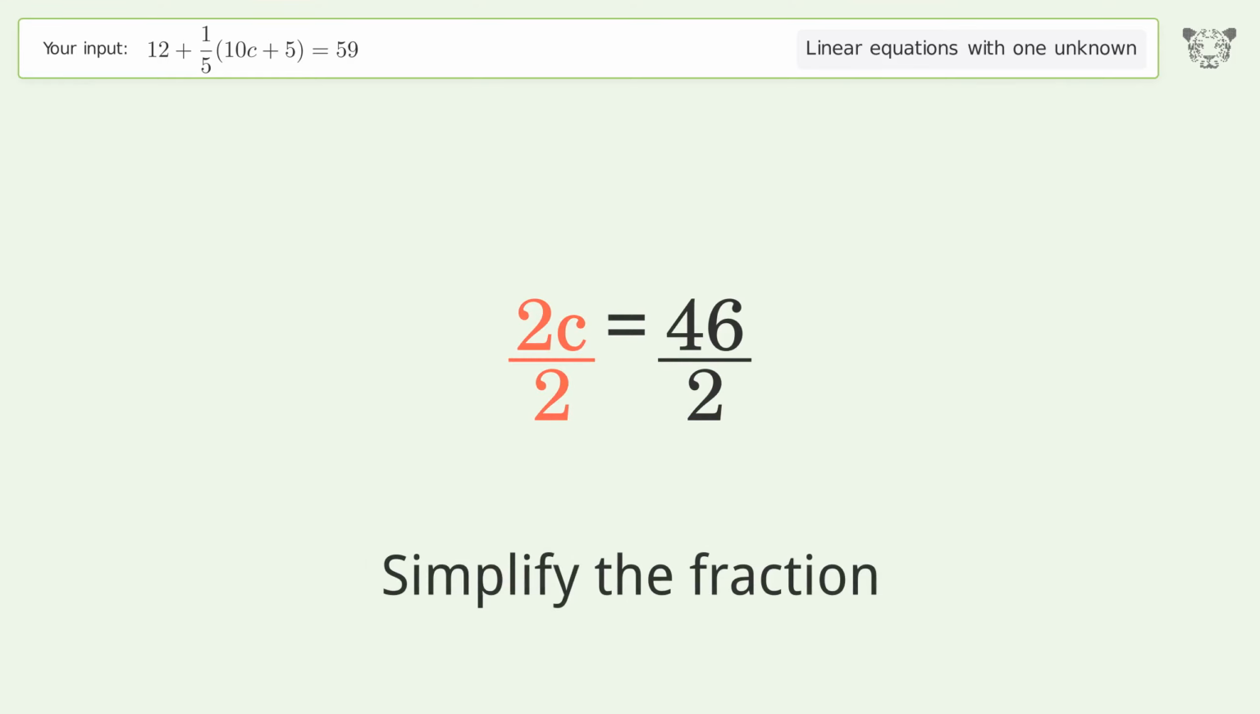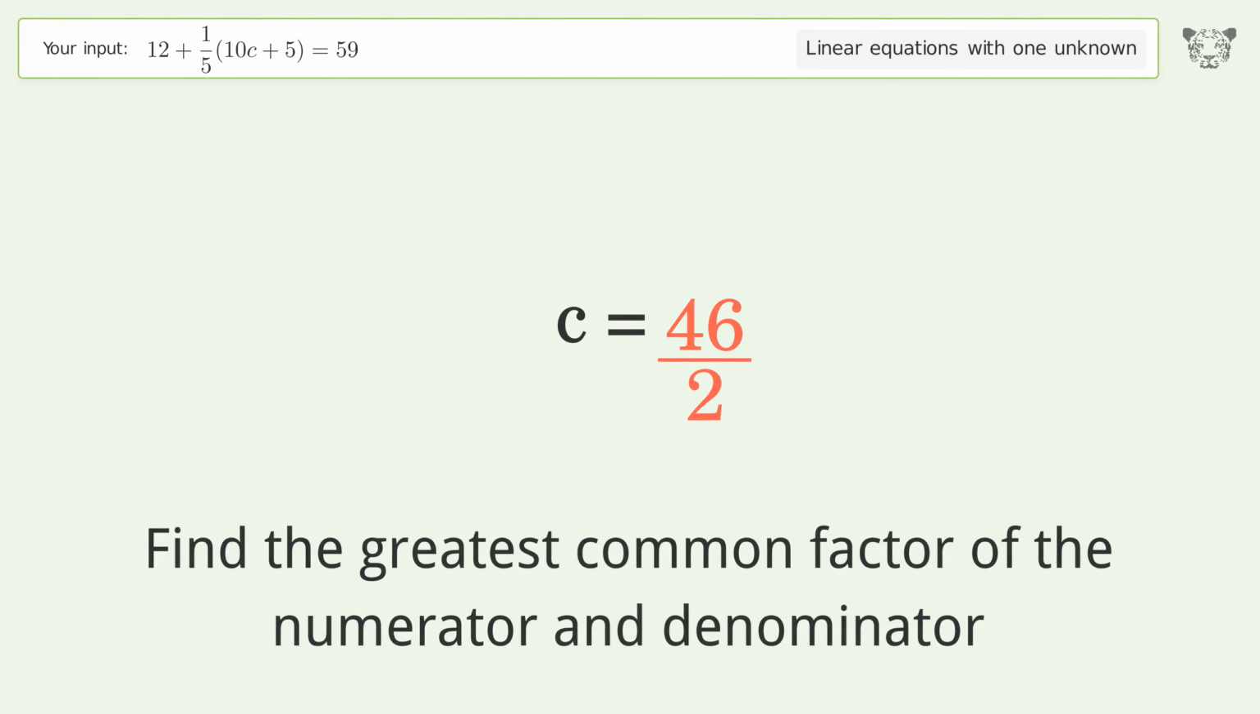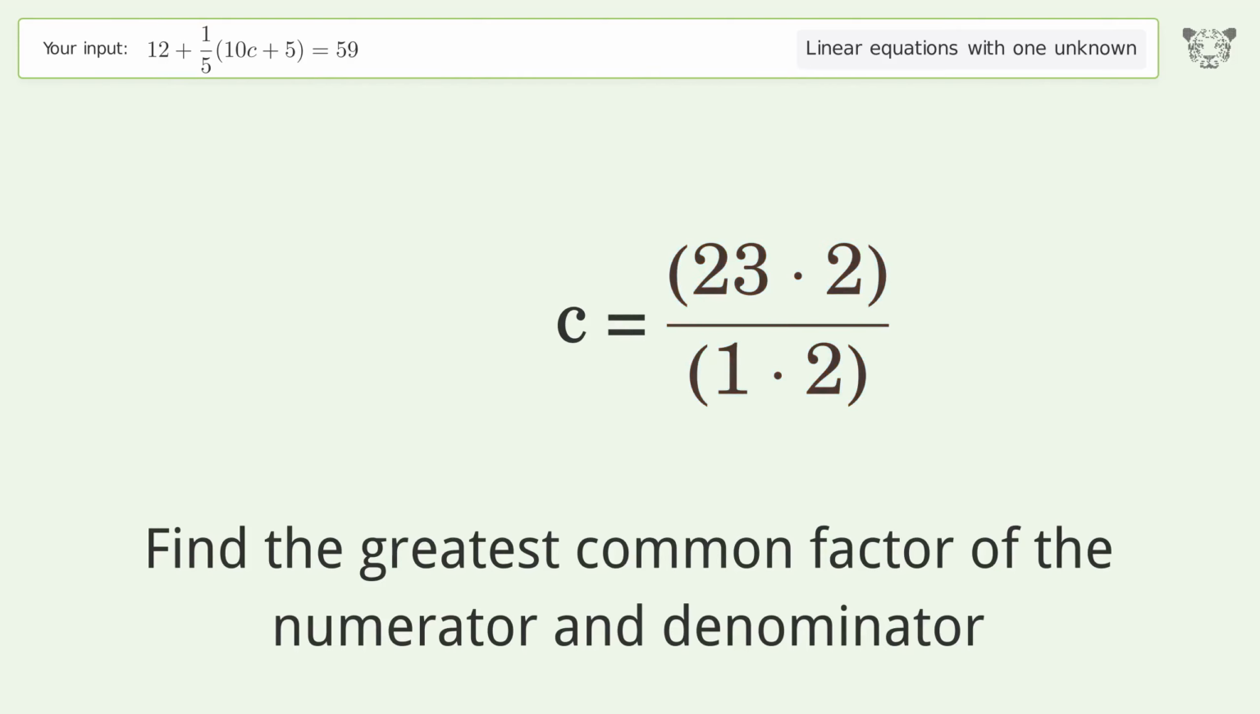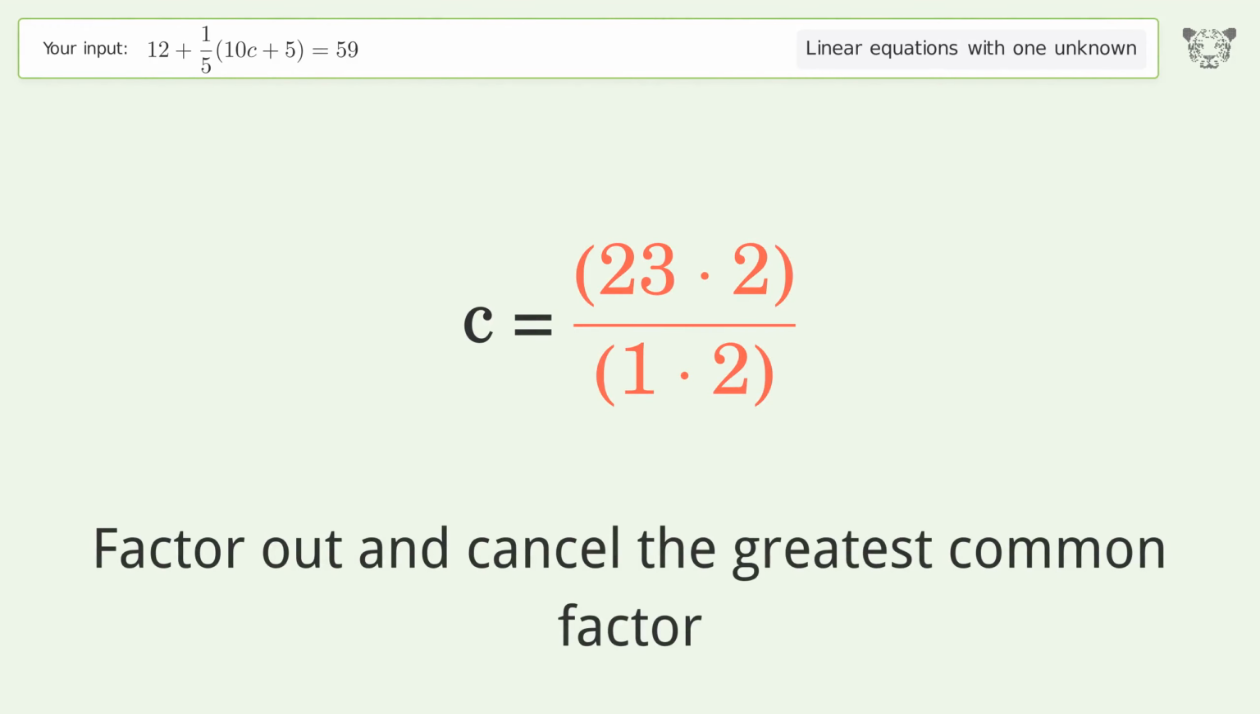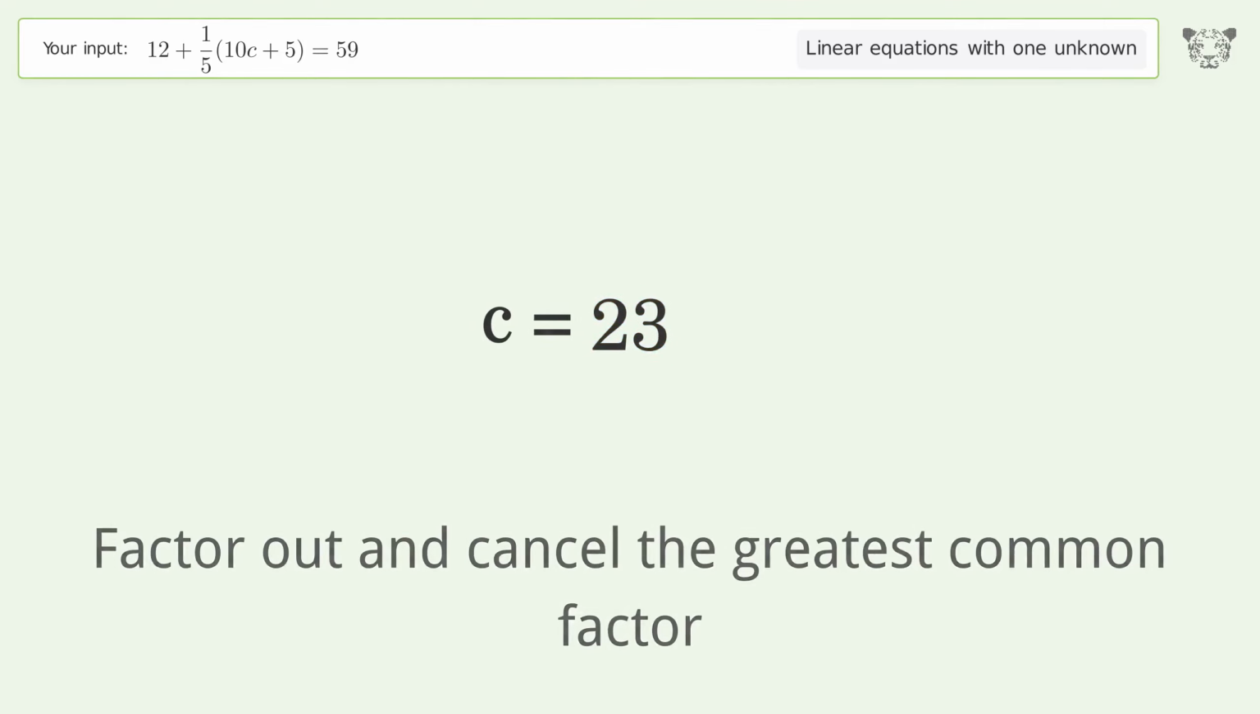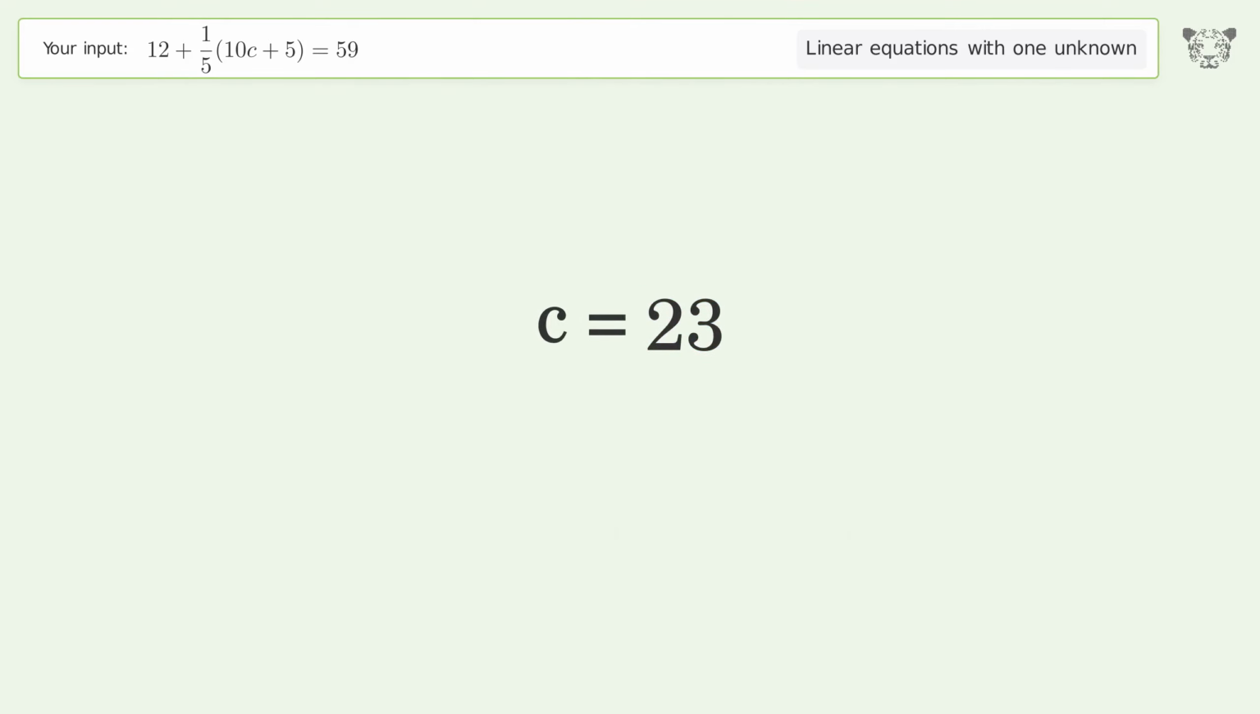Simplify the fraction. Find the greatest common factor of the numerator and denominator. Factor out and cancel the greatest common factor. And so the final result is c equals 23.